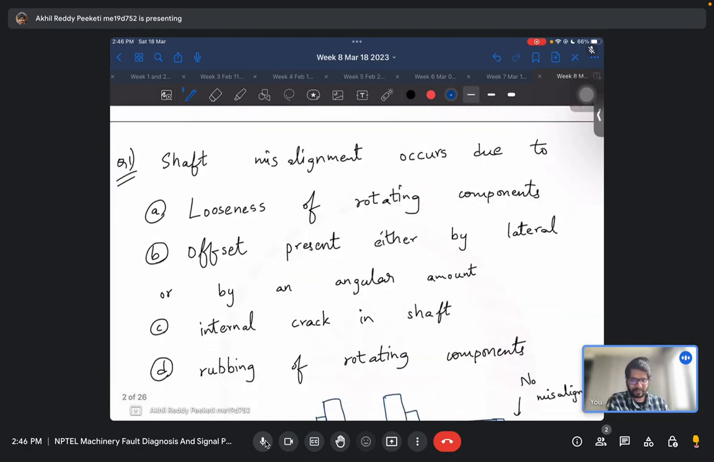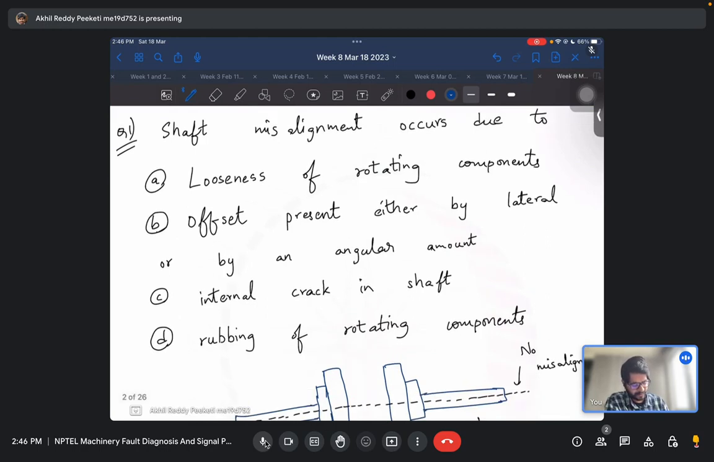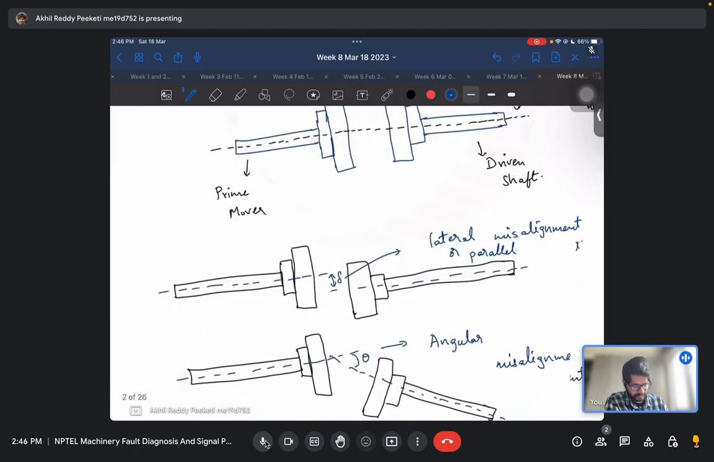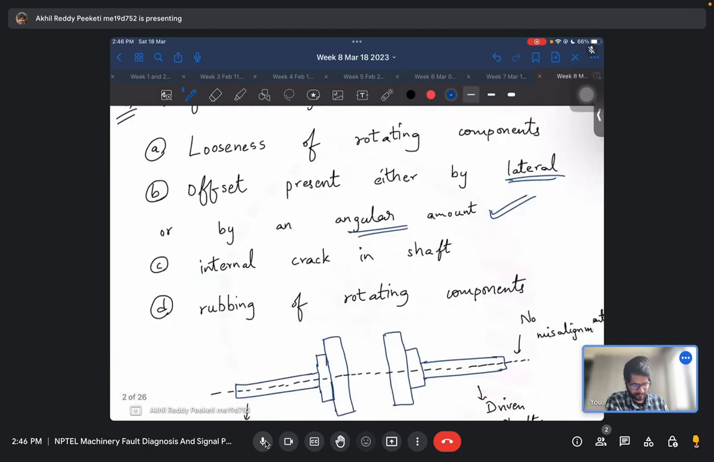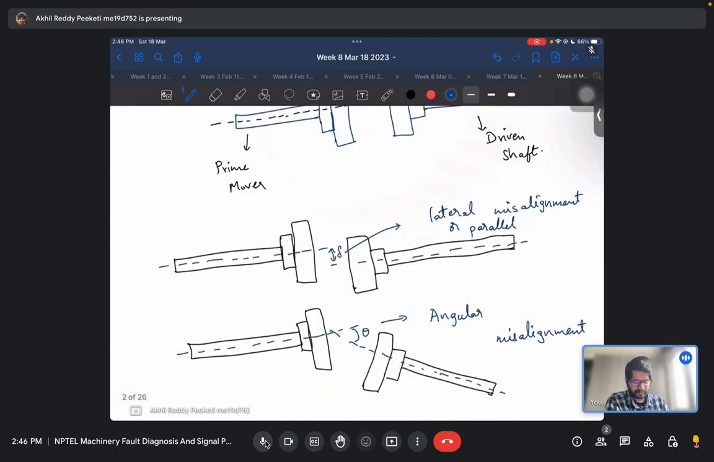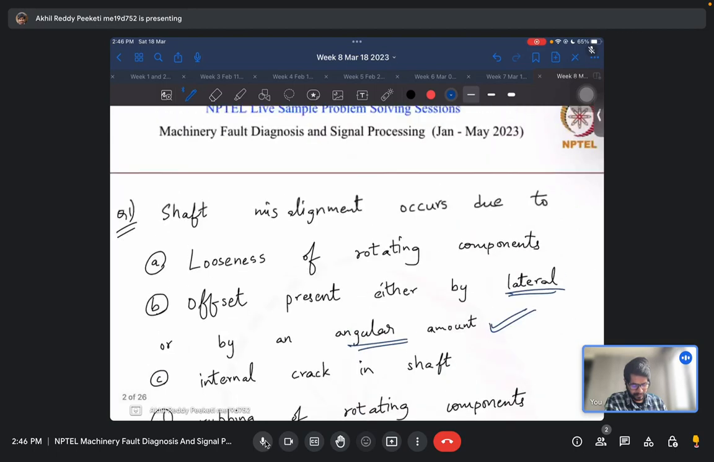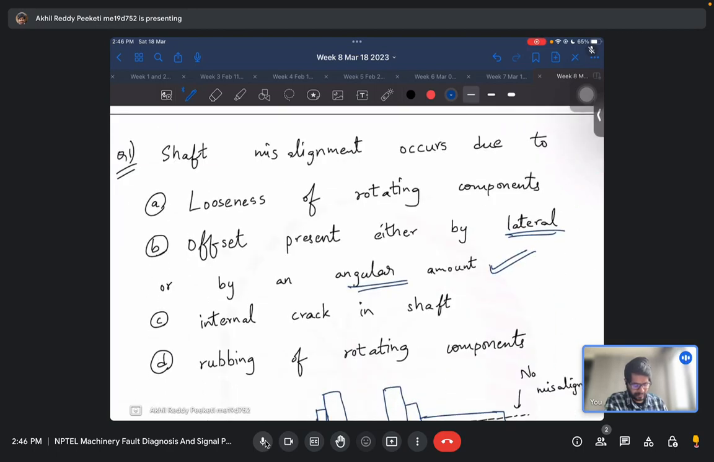So for the question, shaft misalignment occurs due to offset present either by lateral or by an angular amount. Both are cases that can lead to misalignment. This happens because when you are installing the equipment or the setup, there could be uneven surfaces or uneven foundations, which can result in these different kinds of misalignments. So for this question, both lateral and angular offsets lead to shaft misalignment.